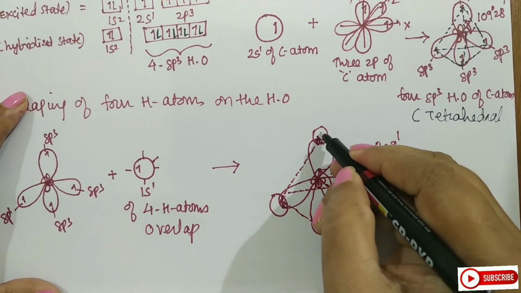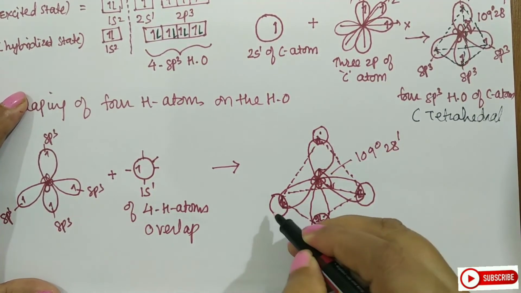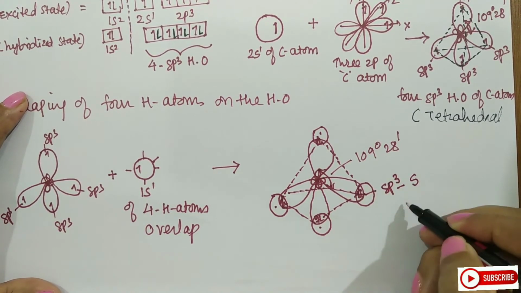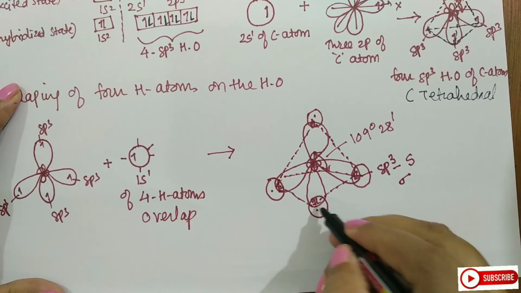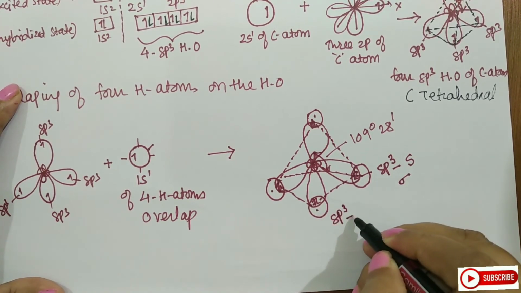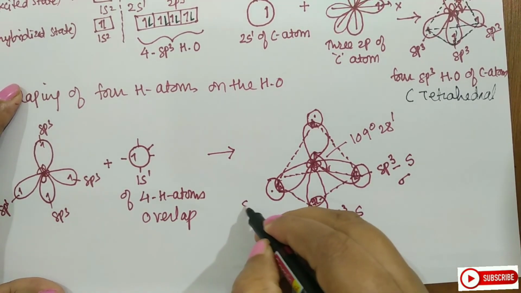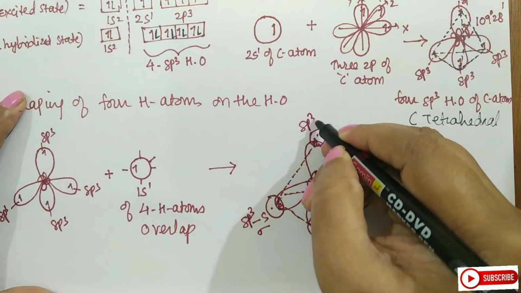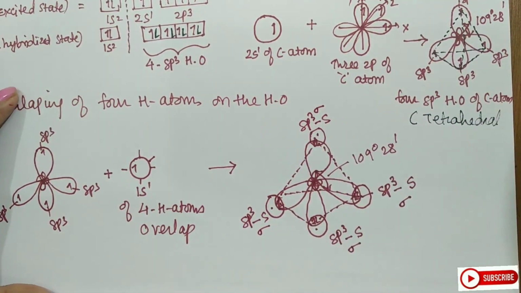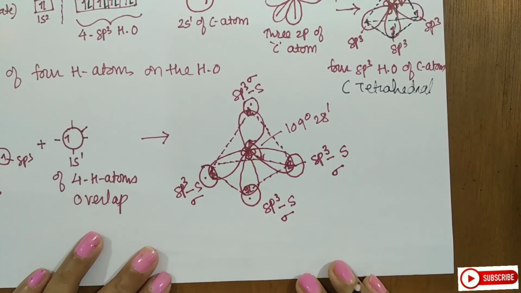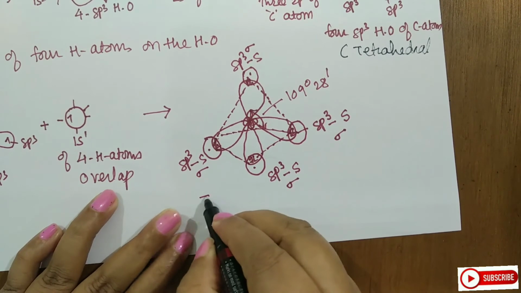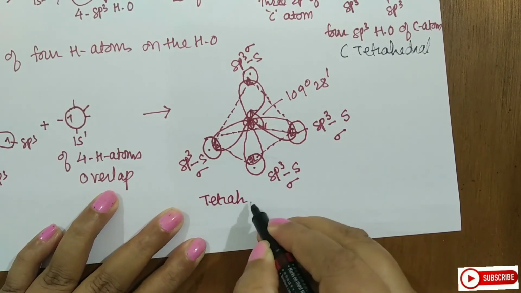What type of bond is this now, student? This is an sp3-s sigma bond. This is also an sp3-s sigma bond. Similarly, this and this are also sp3-s sigma bonds. So this is the methane molecule which is formed. The geometry here is tetrahedral geometry.